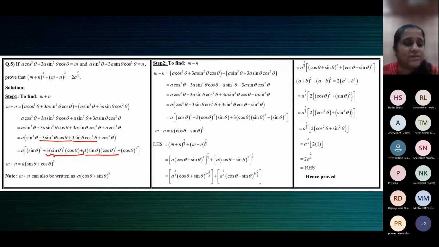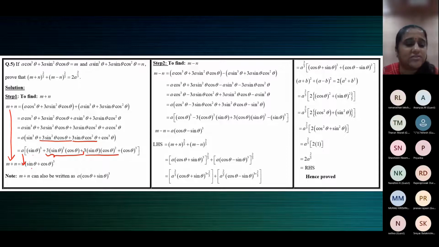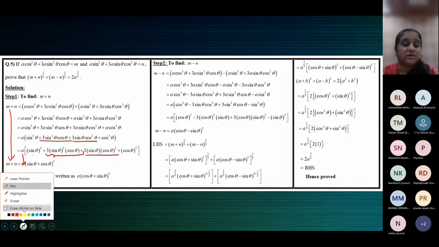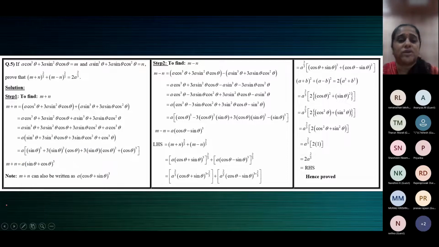So m plus n, see here, this is m plus n. We're working with m plus n only. M plus n is equal to a common, and this whole thing is a plus b the whole cube. I told you the identity. So sine theta plus cos theta the whole cube. You can also write this as cos theta plus sine theta the whole cube. So if you need it further, if you need to write it as cos theta plus sine theta the whole cube, you can make that change.